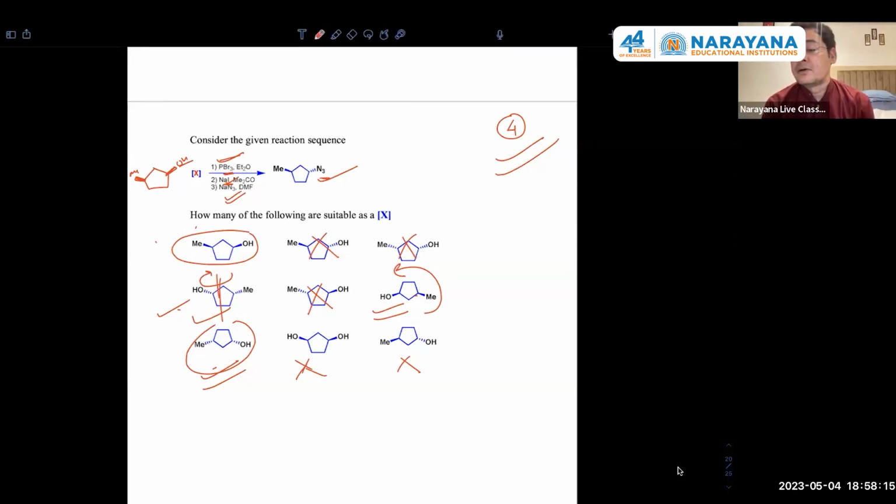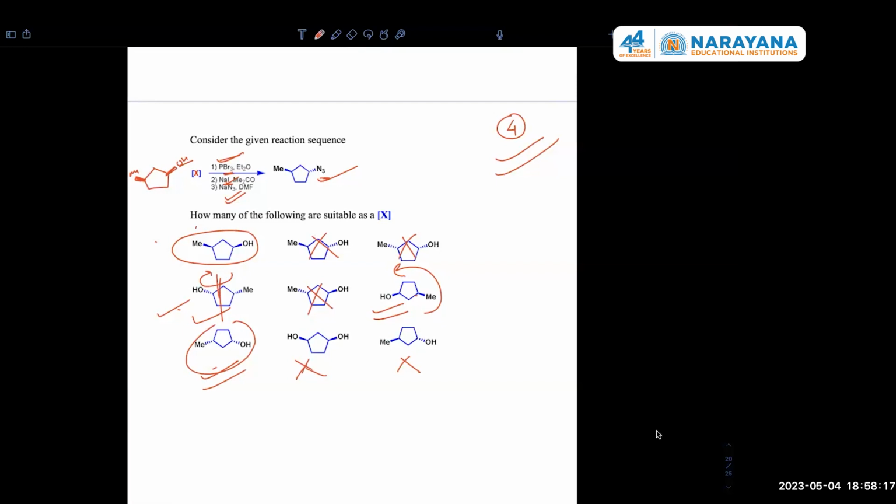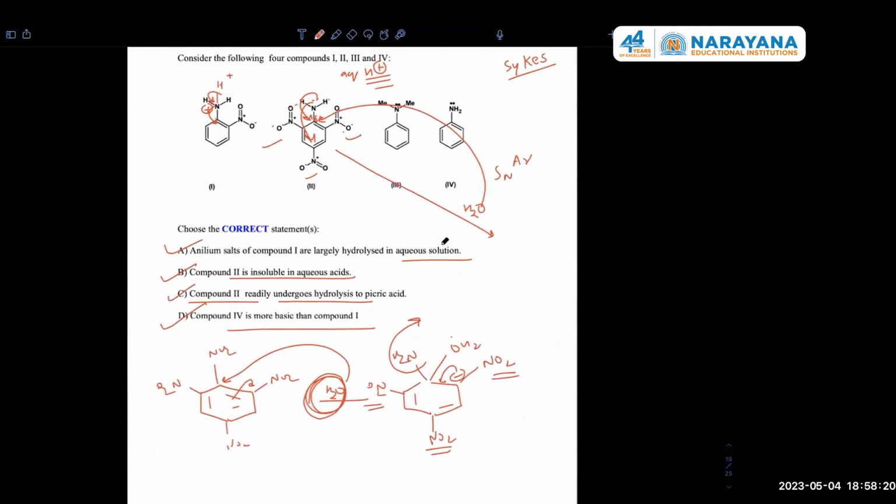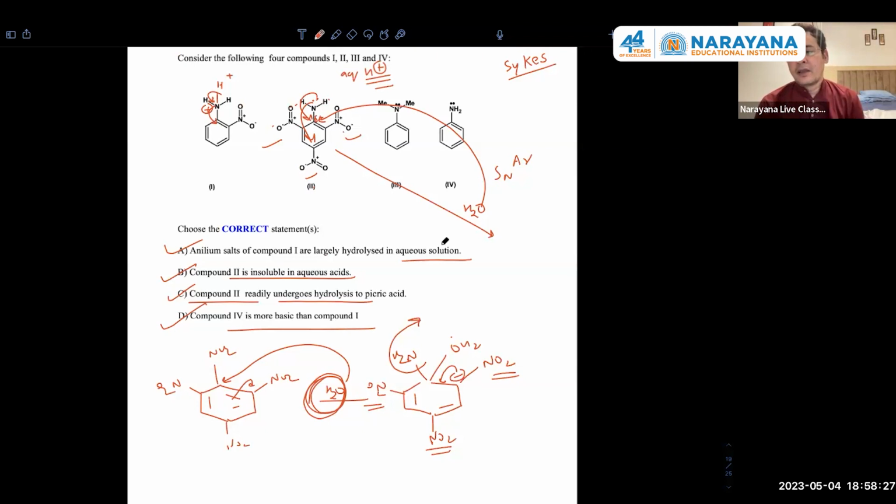So, could you explain, in the previous question I have a doubt. What doubt? How do you compare the basicity between 4 and 1? Simply, nitro, minus M effect, will withdraw the lone pair towards the ring. Lone pair availability is less. Here lone pair availability is better than that. So the first should be a better base than the fourth.